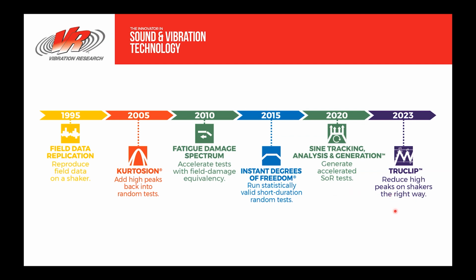Most recently, TrueClip was introduced to reduce high sigma peaks on the shaker table. This clipping method applies to the control measurement and minimizes the chance of exceeding maximum acceleration, velocity, or displacement limits on your shaker. These are vibration research's most noteworthy innovations, but our products exhibit hundreds of other innovations covering math algorithms, usability, and user interface features that allow users to confidently develop and execute vibration tests efficiently and with meaningful results.